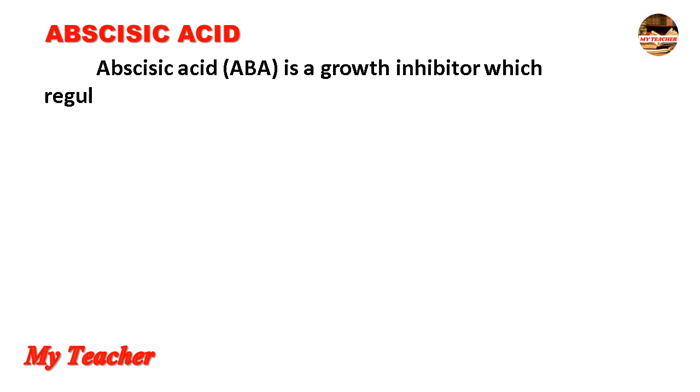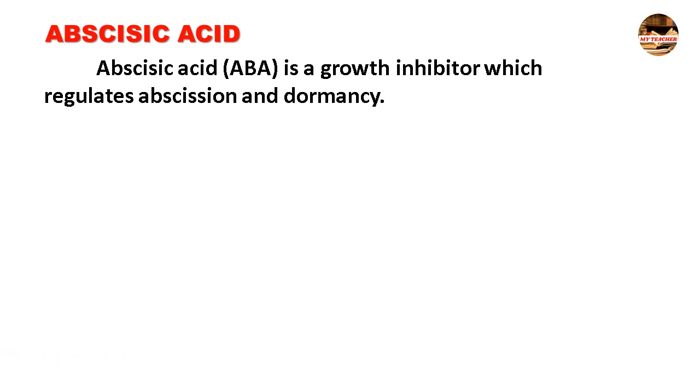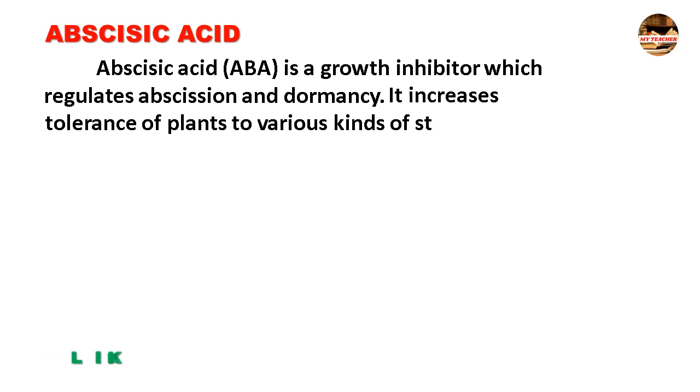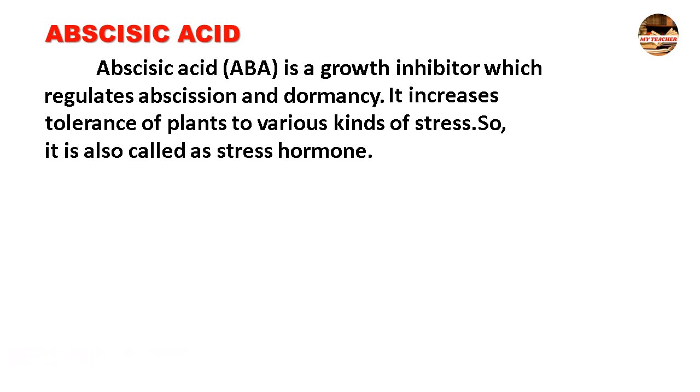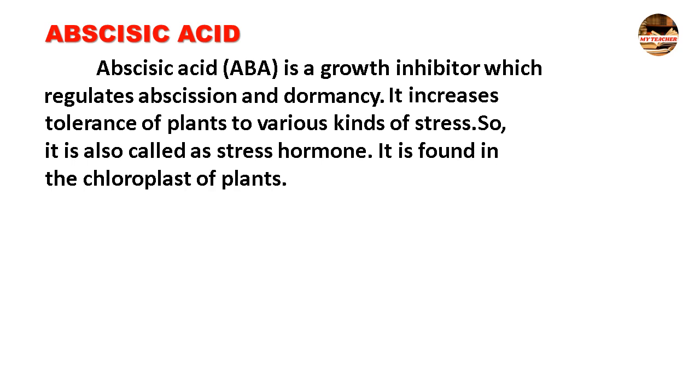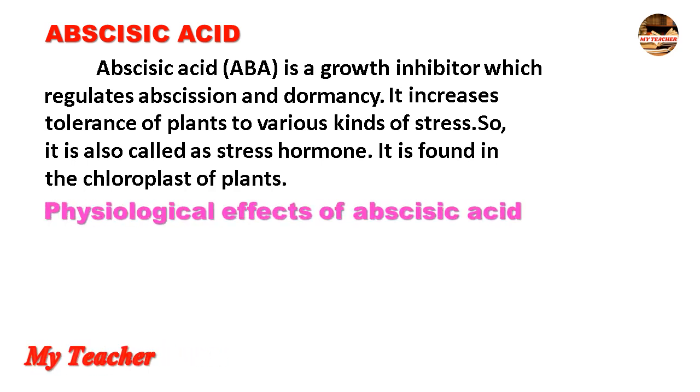Next hormone is abscisic acid. Abscisic acid or ABA is a growth inhibitor which regulates abscission and dormancy. It increases tolerance of plants to various kinds of stress. So, it is also called as stress hormone. It is found in the chloroplast of plants.